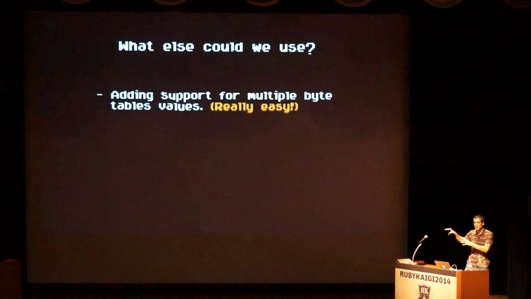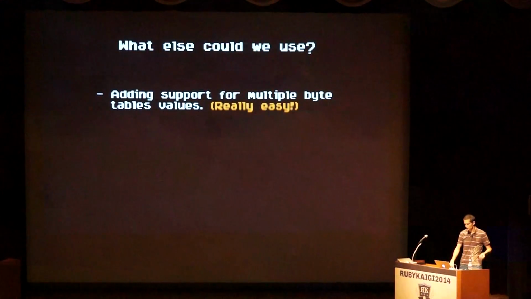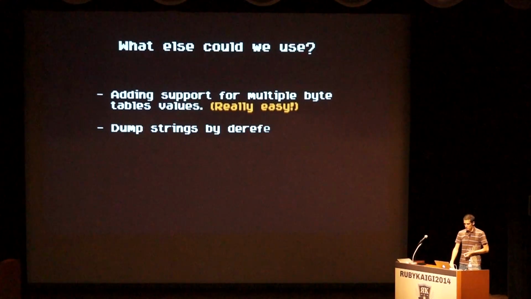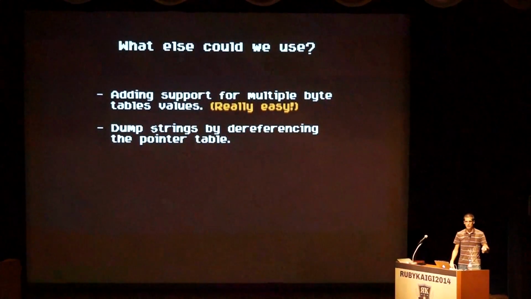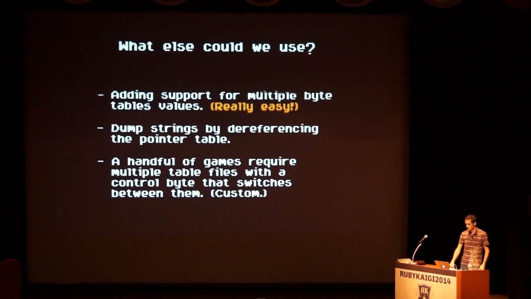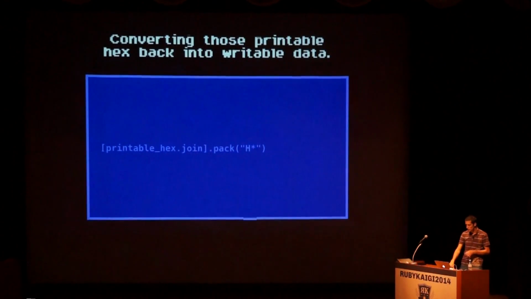With the stuff that we've already talked about, you've got all the tools to go and start dumping scripts from games. Adding support for multiple byte table values is really easy. Dump strings by dereferencing the pointer table. We'll talk about what that is in a second. But these are features that people would want in a tool that you could implement, because you don't mind maintaining your tool since it's written in Ruby. A handful of games require multiple table files with control characters that go back and forth. Again, you're customizing on a per game basis. So converting that printable hex back into writable data is valuable as well.